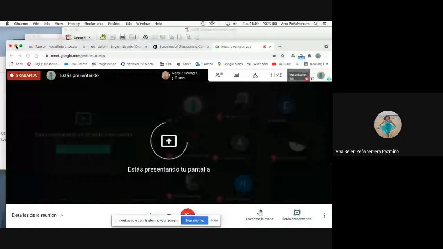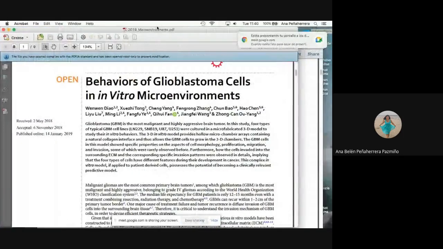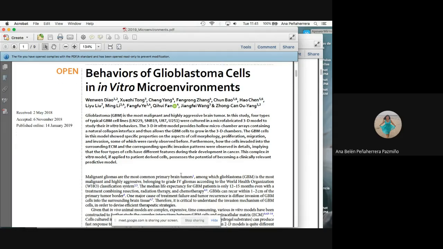Good morning, everyone. Today, I would like to show you a paper about behaviors of glioblastoma cells in in vitro microenvironments. The aim of this study is to understand the metastasis process of these glioblastoma cells, which produce brain tumors.